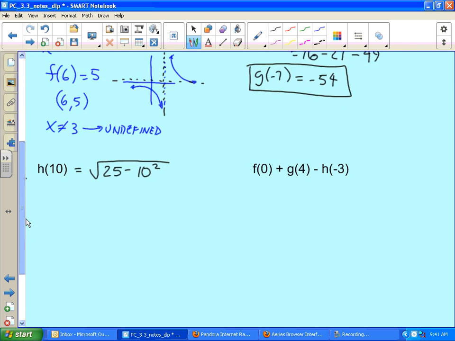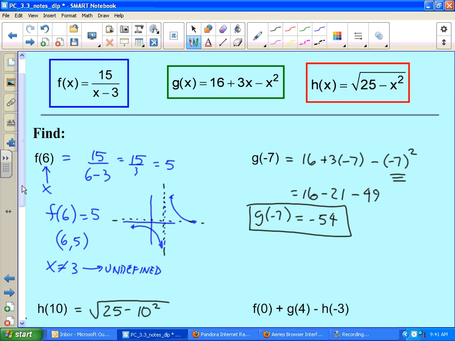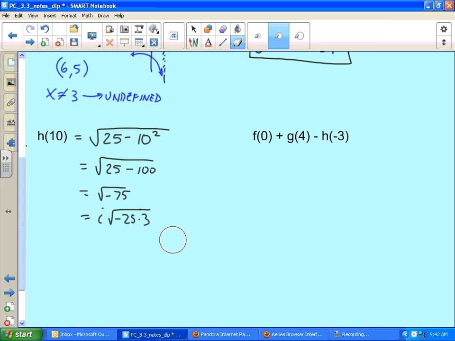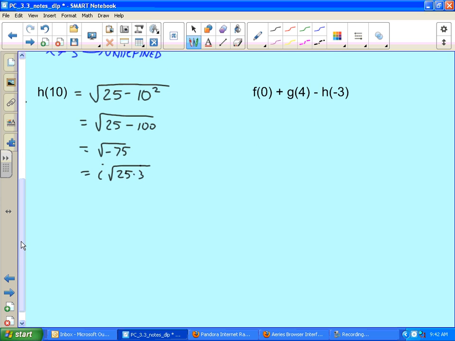All right, let's say we plug a 10 into the h. I got 25 minus 10 squared, or the square root of 25 minus 100, square root of negative 75. We get an imaginary guy here. First of all, an i can come out, and then I have a 25 times a 3 underneath there. Or no more negative, just positive 25 now times 3. The i took care of the negative. And then square root of 25 is a 5. So I get that. That's what h of 10 would be.